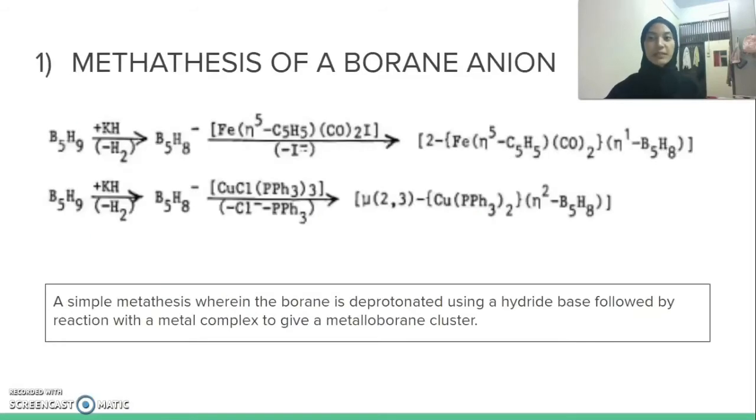The first one is metathesis of a boron anion. In this reaction, a boron undergoes reaction in the presence of metal hydride to form an anion, which on further reaction with metal complex will give a metalloborane.